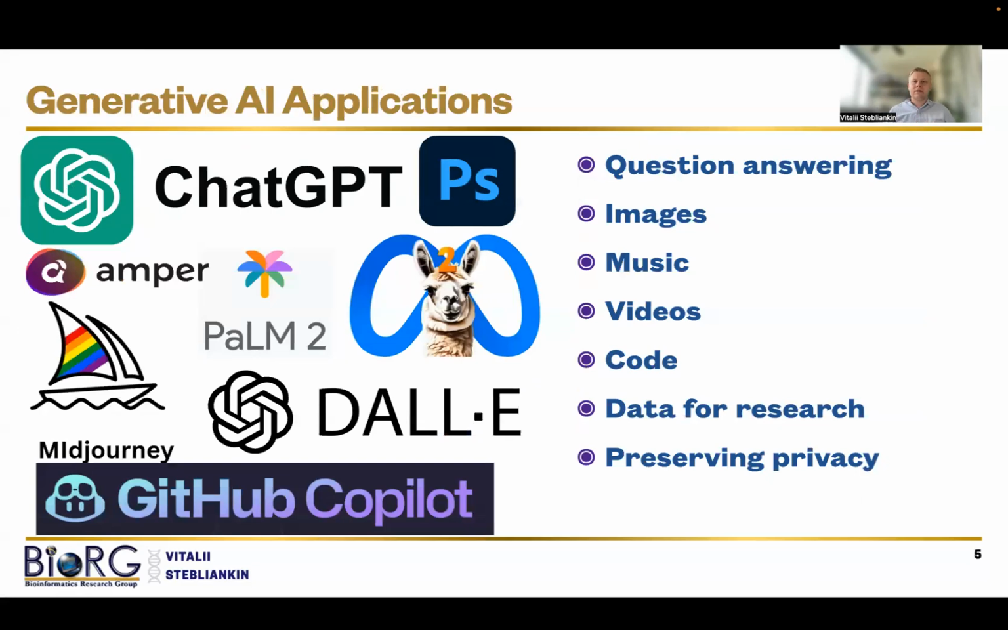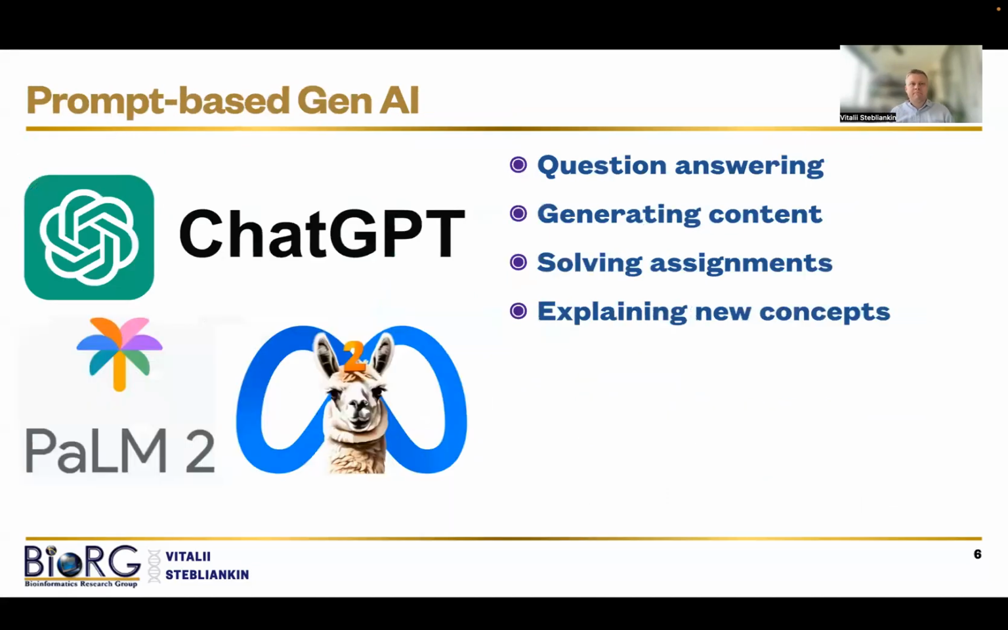So there are tons of generative AI applications. There's prompt-based question answering, generating images, music, video, code, generating data for research, and preserving privacy. The most popular right now is the prompt-based generative AI.